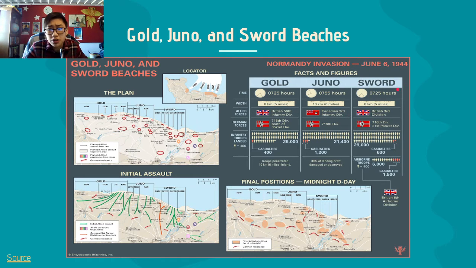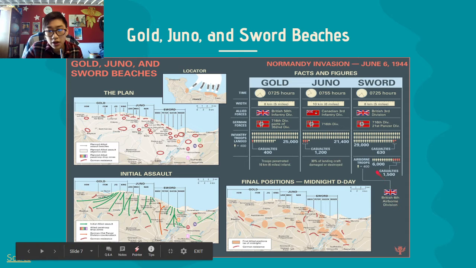And then on Sword Beach, it took 7 hours and 25 minutes, as with Gold Beach. It is 8 kilometers, or 5 miles, in width. It was another British force, the British 3rd Division, going against the 716th Division, as well as the 21st Panzer Division, which means they had tanks. Of the 29,000 Allied soldiers going, we had 630 casualties. We also had 6,000 airborne troops from the British Airborne Division, and we had 1,500 casualties there.